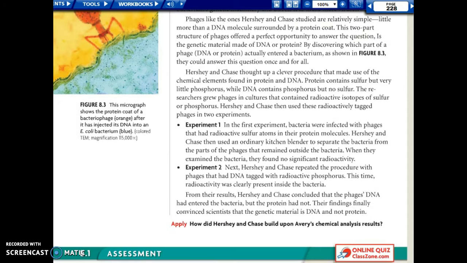Experiment 2. Next, Hershey and Chase repeated the procedure with phages that had DNA tagged with radioactive phosphorus. This time, radioactivity was clearly present inside the bacteria. From the results, Hershey and Chase concluded that the phage's DNA had entered the bacteria, but the protein had not. Their findings finally convinced scientists that the genetic material is DNA and not protein.